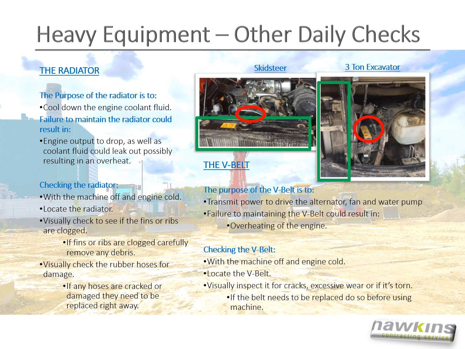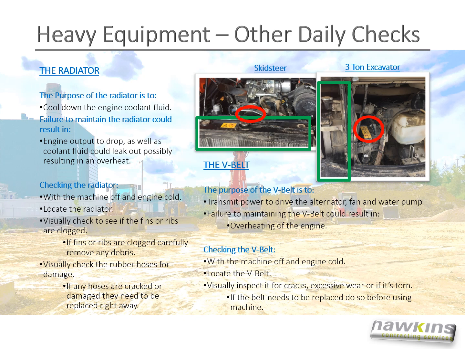Checking the radiator. With the machine off and engine cold, locate the radiator. Visually check to see if the fins or ribs are clogged. If fins or ribs are clogged, carefully remove any debris. Visually check the rubber hoses for damage. If any rubber hoses are cracked or damaged, they need to be replaced right away.